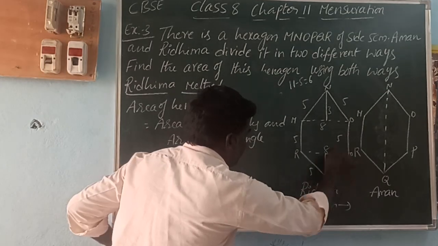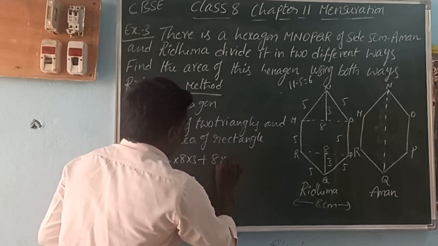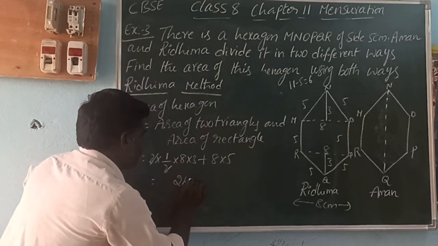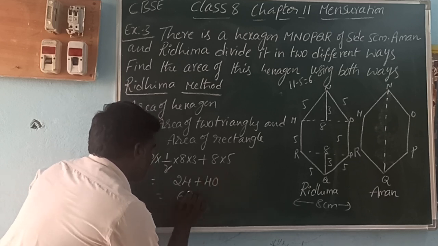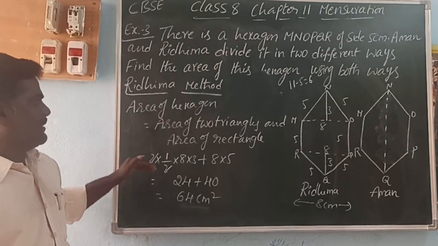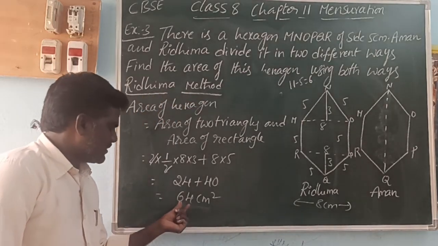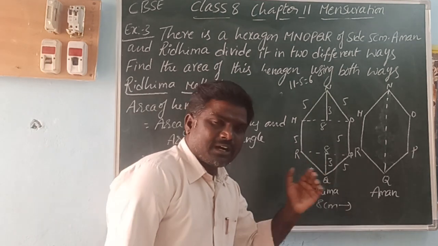Length is 8, breadth is 5. So that is 8 into 5. The 2s cancel: 8 into 3 is 24, plus 8 into 5 is 40. So 24 plus 40 is how much? 64 centimeter square. So in Ridhima's way, the area of hexagon MNOPQR is equal to how much? 64 centimeter square. Next, we can find Aman's method.